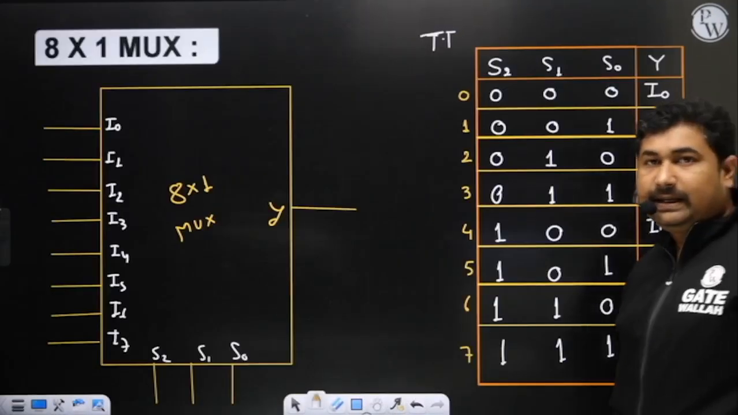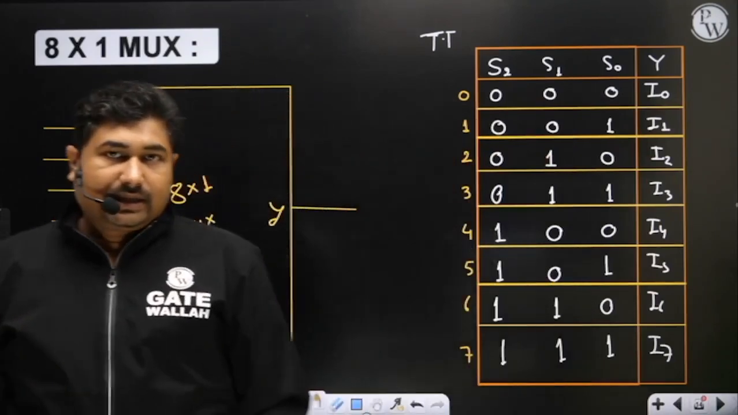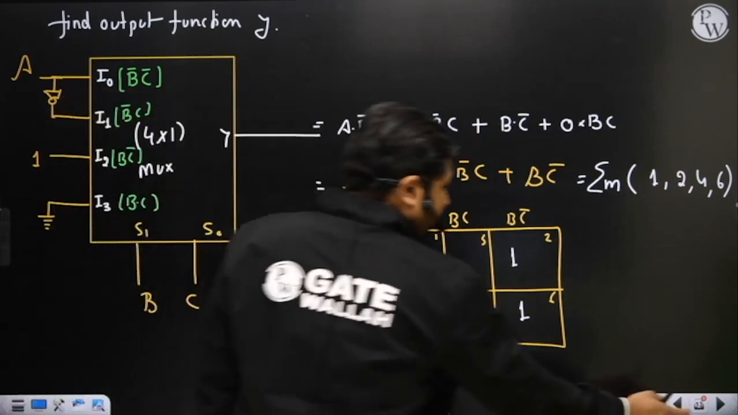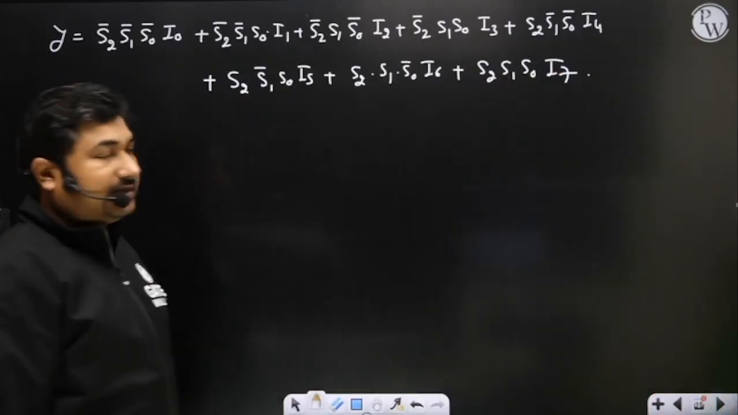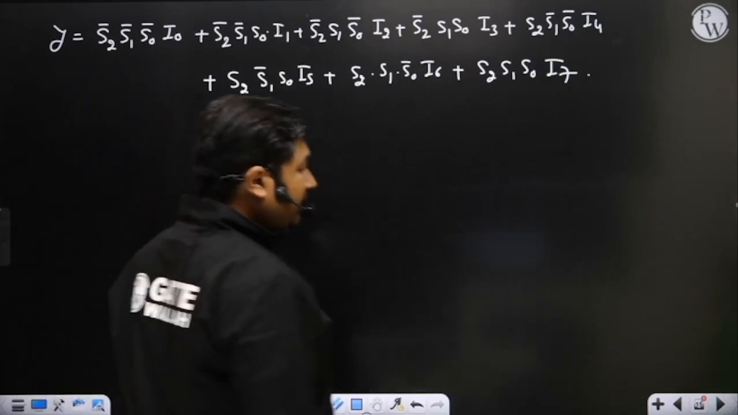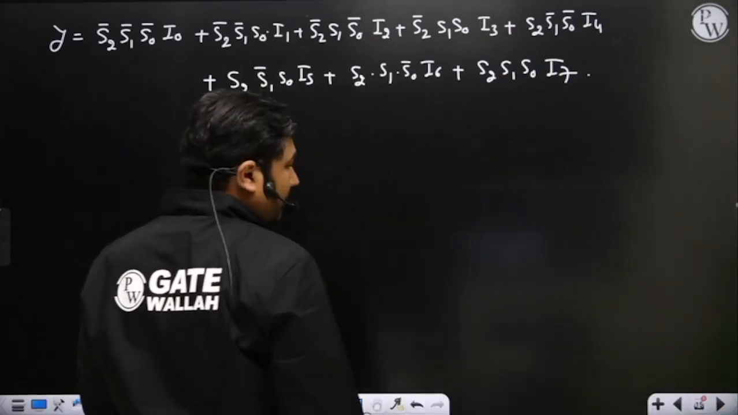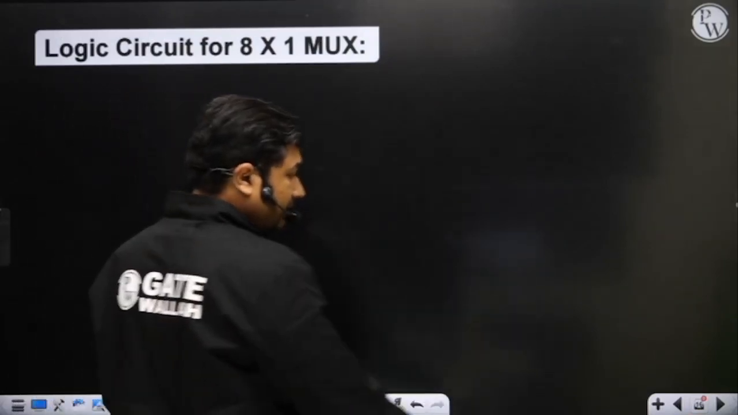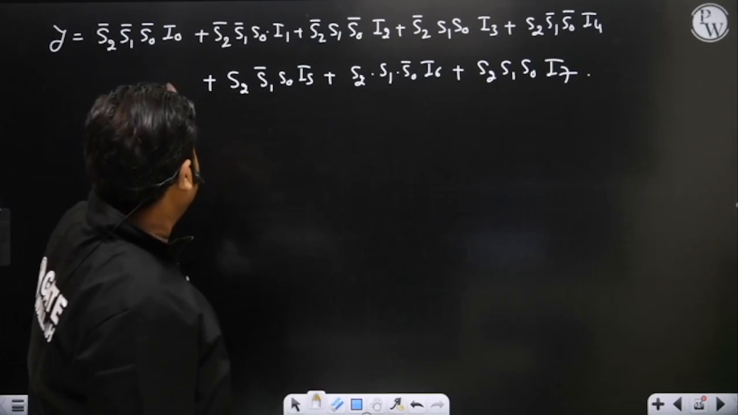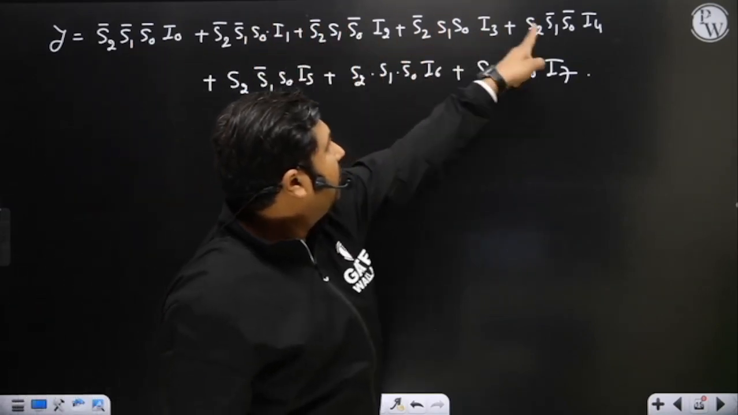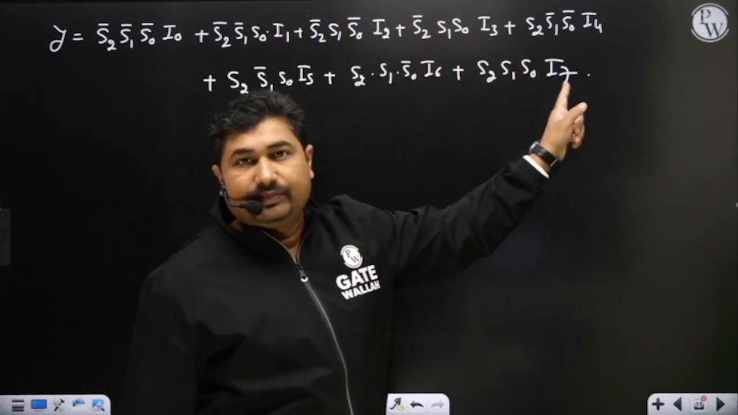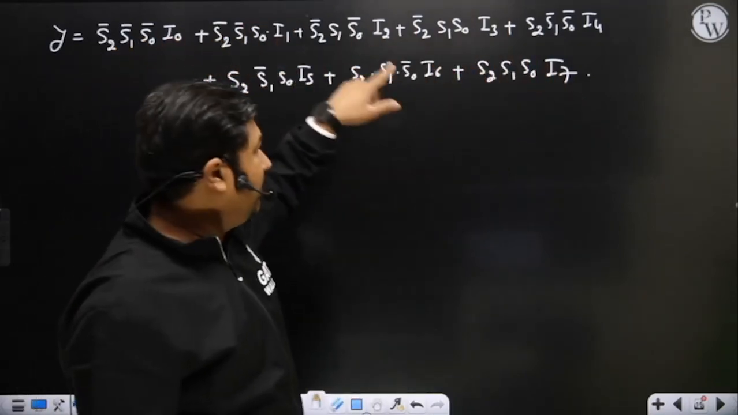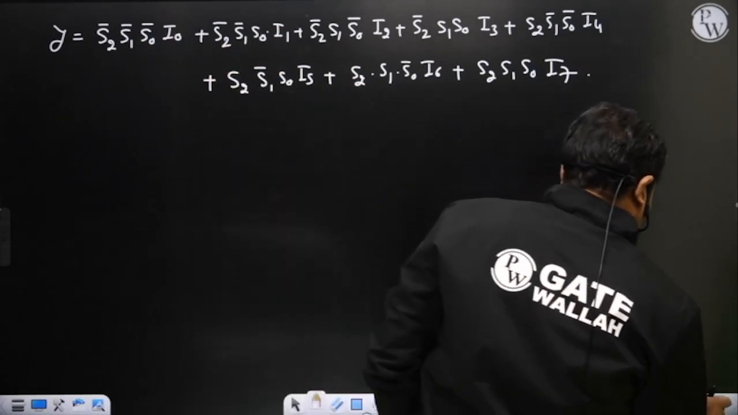Is it okay? Yes, sir. So from this we have the logical expression for the 8 cross 1 multiplexer. Next, we can do the circuit implementation. How to implement the circuit? Sir, we need 8 AND gates, 1, 2, 3, 4, 5, 6, 7, 8. We need 3 NOT gates. Yes, sir. And we need 1 OR gate.